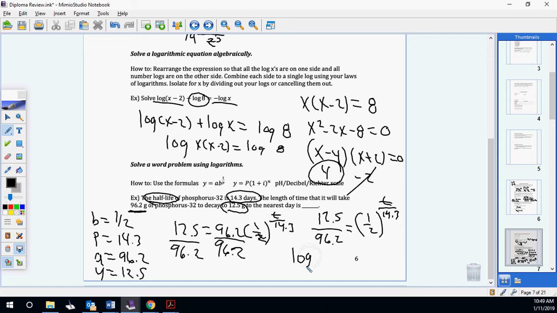Okay, I'm running out of room here. 12.5 over 96.2. I'm going to drop the exponent in front already. So t over 14.3 times log of 1/2. And divide by log 1/2 and multiply by 14.3 will be our steps. You should get 43 days if you round to the nearest day.